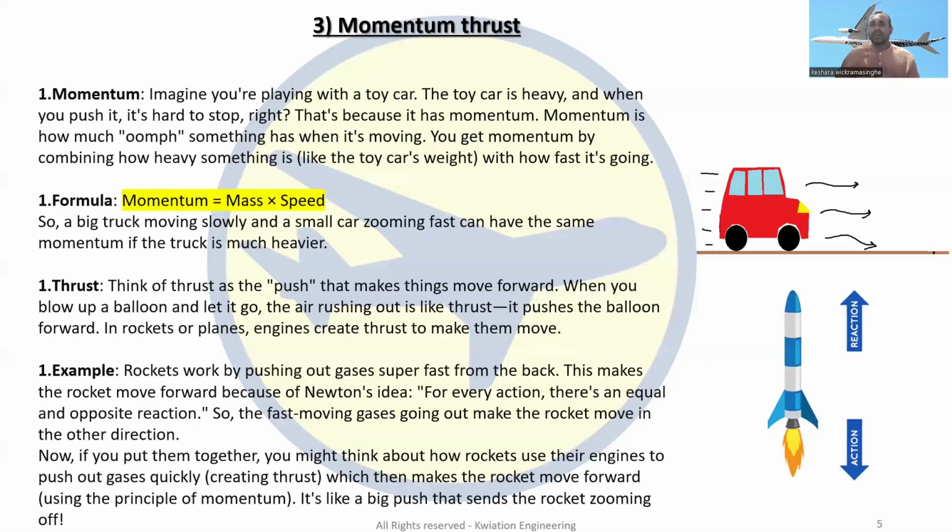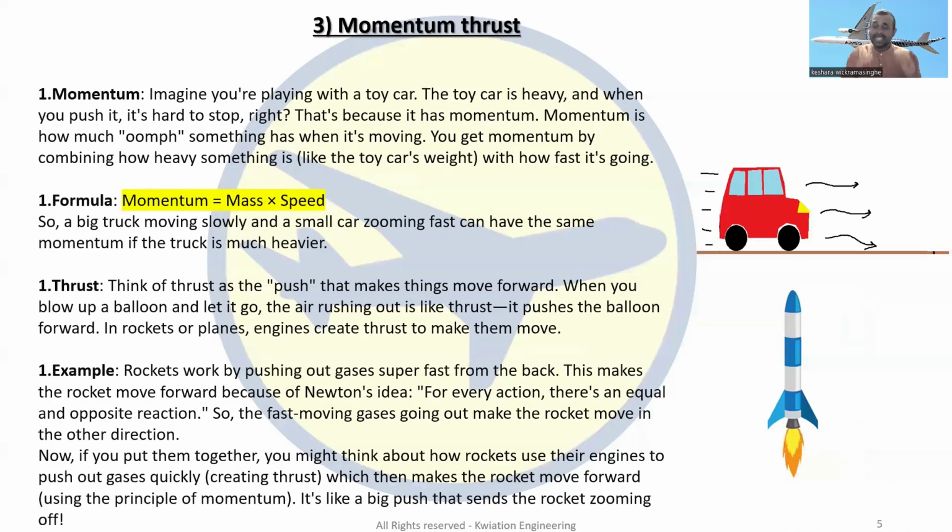Okay, next one we will go to the momentum thrust. These definitions you will actually use in later lessons on the gas turbine engine, so we will go step by step. First one, momentum. Imagine you're playing with a toy car. If you cannot imagine, just see this is a toy car. The toy car is heavy, and when you push it, it is hard to stop. Why? It's very heavy. That's because it has momentum.